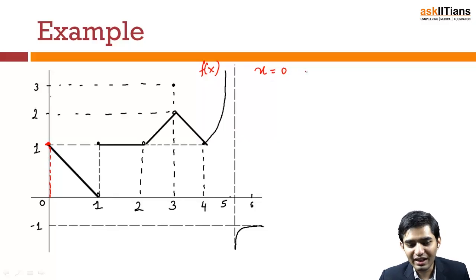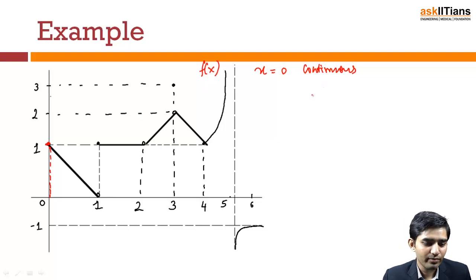Okay, so at x equal to 0 the function is continuous because the limit is equal to the value of the function, and it is finite. Okay, now let me talk about the continuity or the discontinuity at x equal to 1.